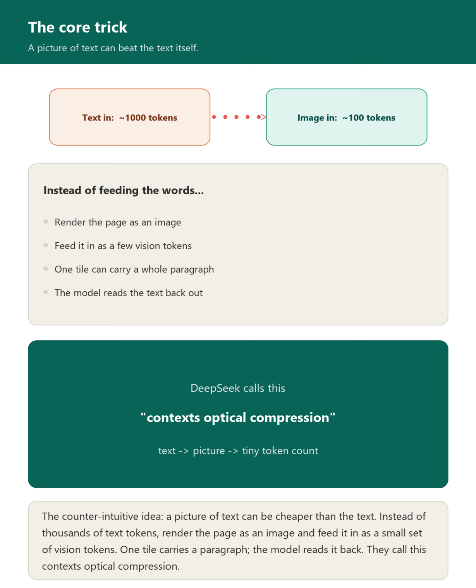Here is the counterintuitive core idea: a picture of text can be cheaper than the text itself. Instead of feeding the words in as thousands of text tokens, you render the page as an image and feed that image in as a small set of vision tokens. One image tile can carry a whole paragraph. The model then reads the text back out of the picture. They call this context's optical compression.